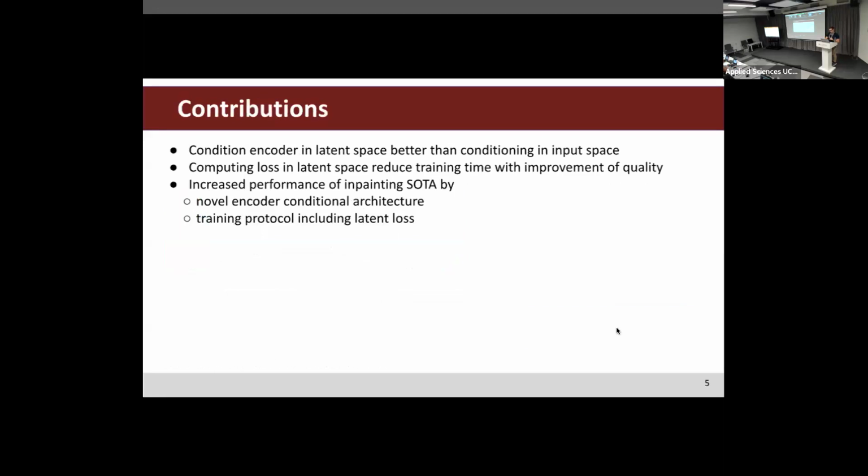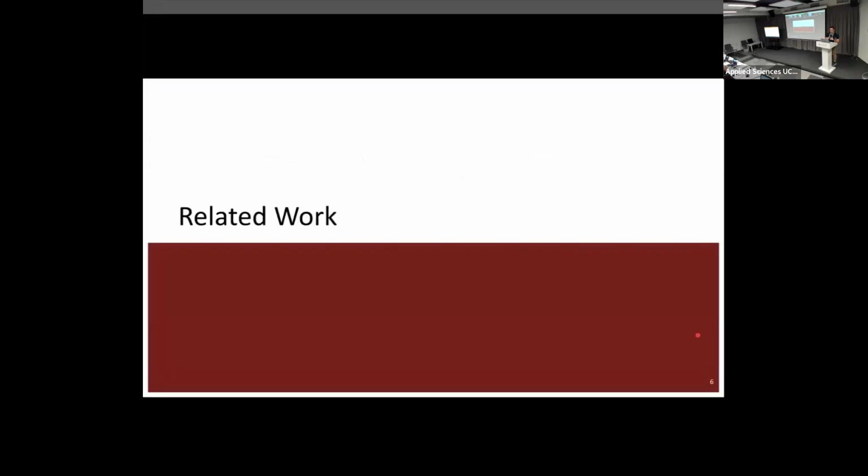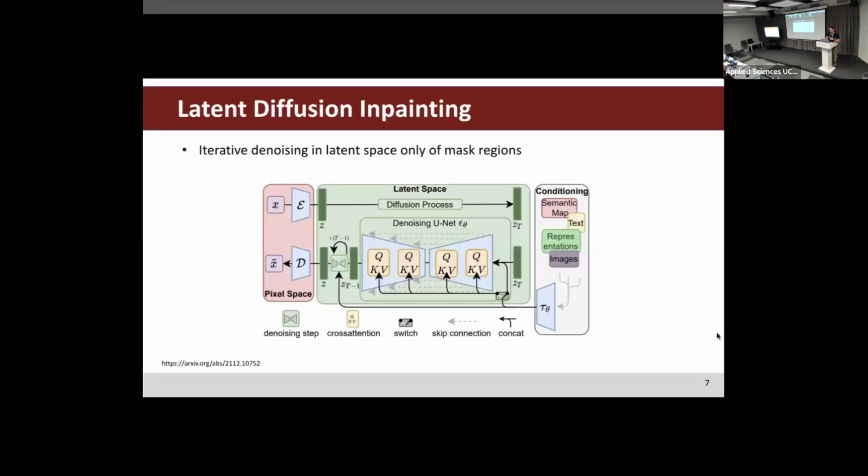And shortly, our main contribution is that conditioning the encoder in the latent space is better than conditioning in the input space. Secondly, computing loss in latent space reduces training time with improvement of quality. And lastly, we show increased performance of inpainting SOTA by using our encoder conditioning architecture and our changed training protocol, including latent loss.